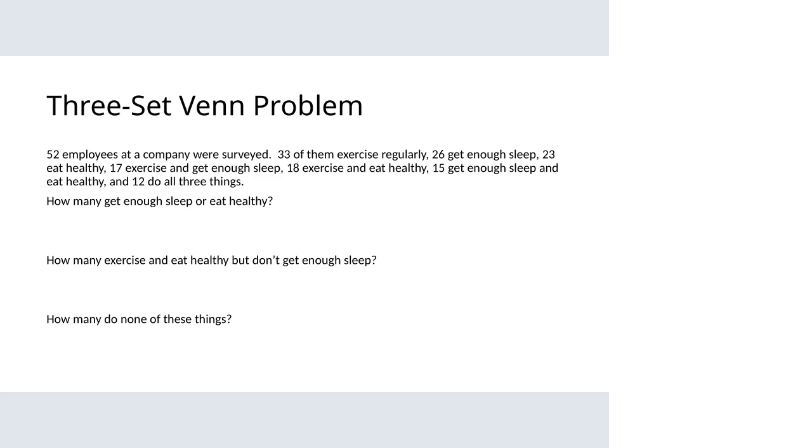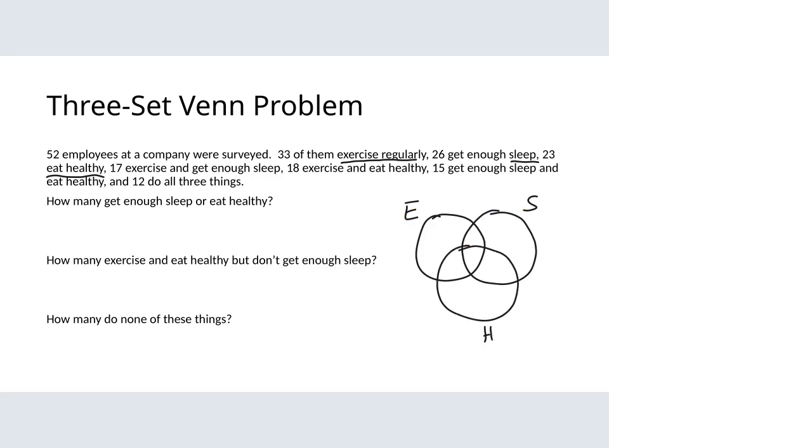At first glance, you might be thinking, oh my goodness, there's so much to keep track of. Yes and no. There is a lot to keep track of, but a Venn diagram is going to keep track of it beautifully. And as I read through this, I see that we have exercise regularly, get enough sleep, and eat healthy. And then those things just repeat over and over again. I've got a lot of different intersections here, so that's why there's so many words. And so those are going to be my 3 sets. I'm going to have exercise regularly. I'm going to have get enough sleep. And I'm going to have eat healthy. And so that's going to be my diagram.